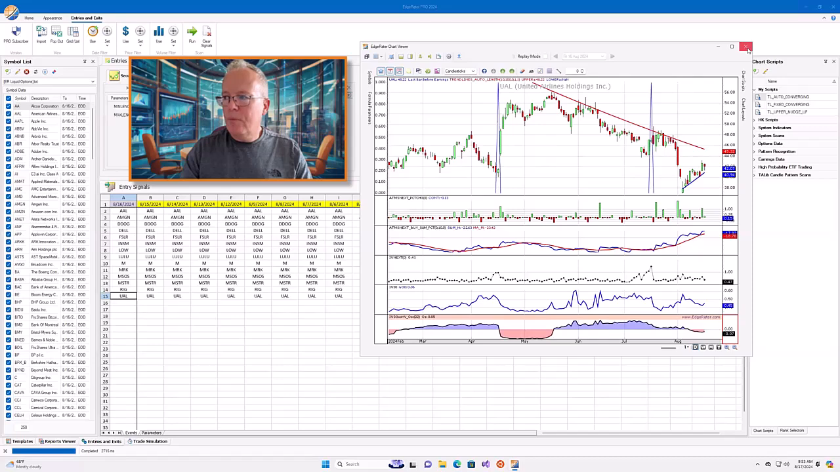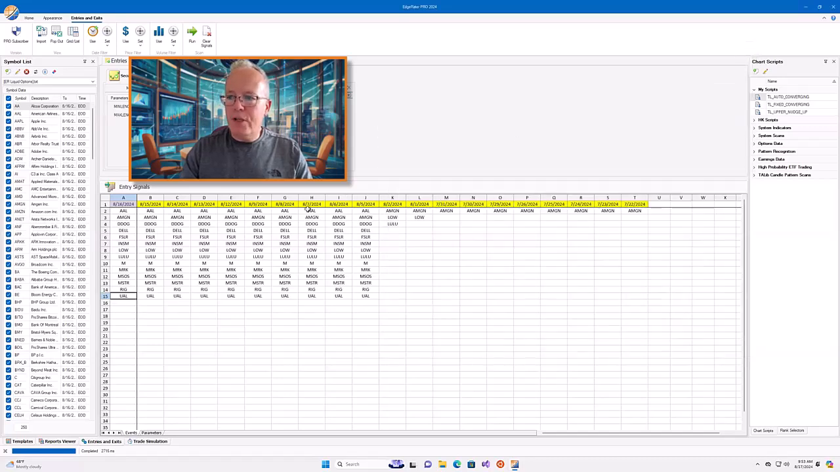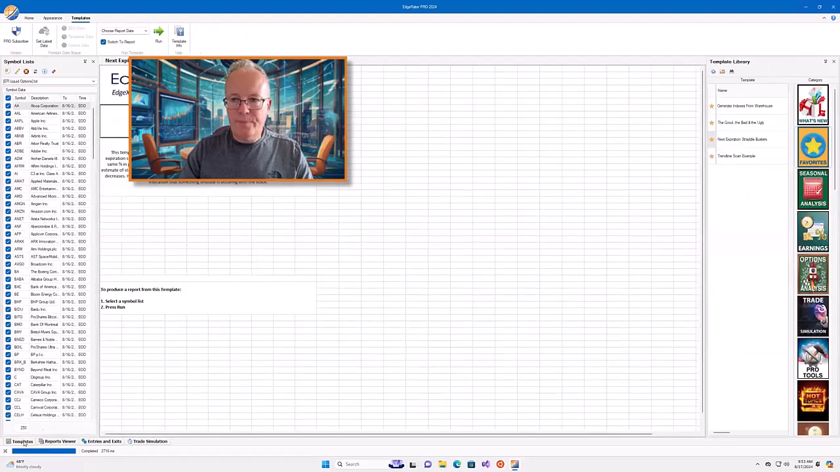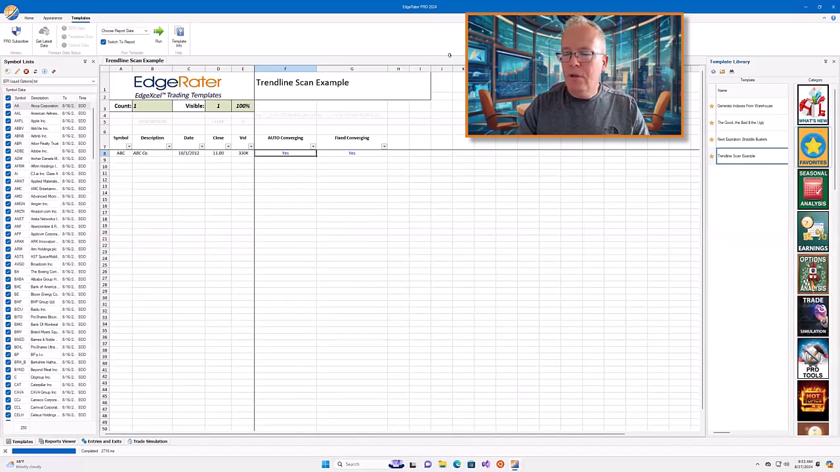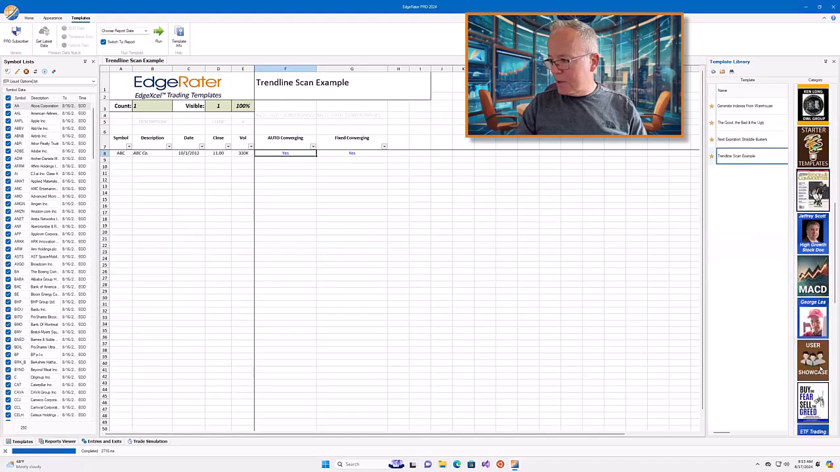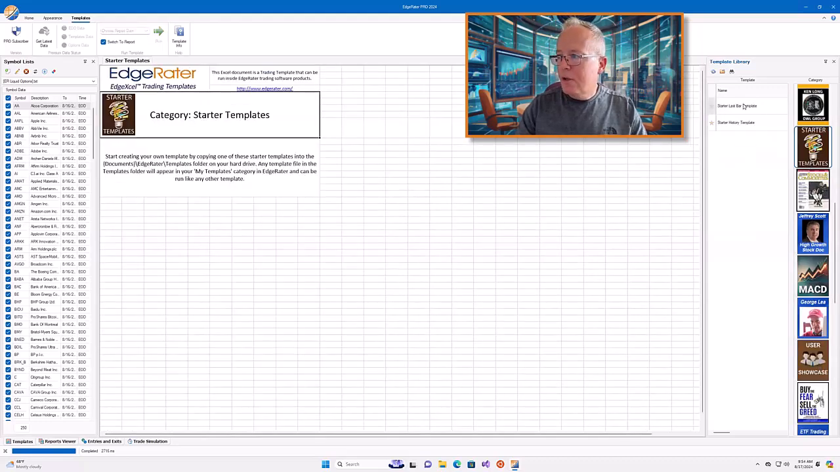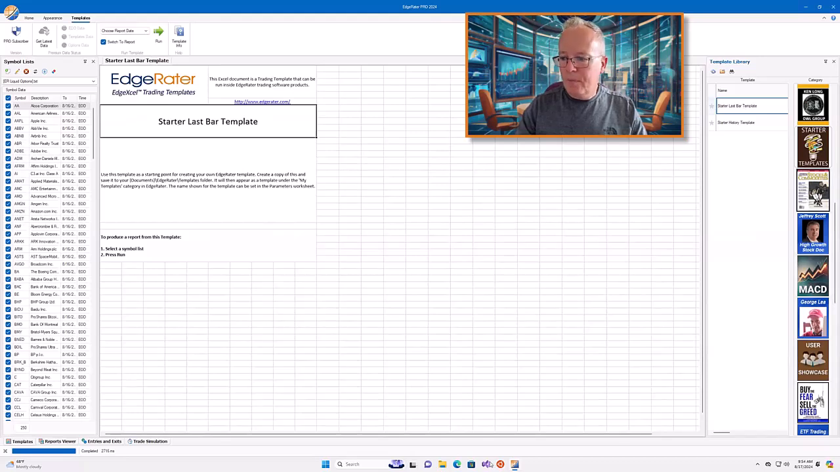So what else can we do in EdgeRater if we wanted to see other days' information, trend lines that occurred, for instance, July 16th? What could we do? We could do something with a template. And I have an example. I've written this template here. I just took the template from the starter template. So I took a starter last bar template.